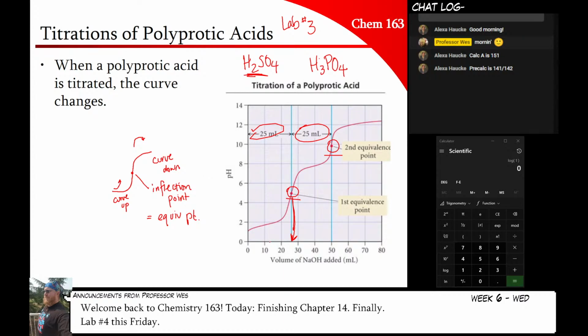Finally, at the midpoints, so right here at 12.5, this would be pH equals pKa for the first dissociation, and then this would be pKa for the second.